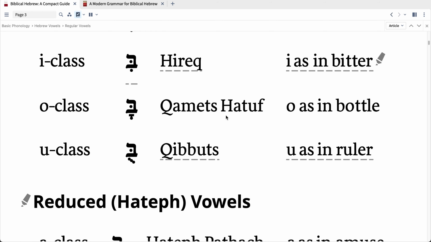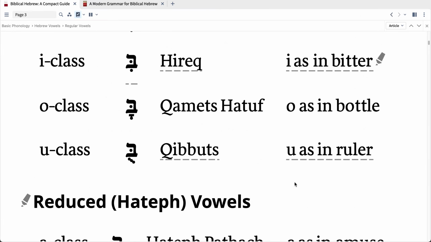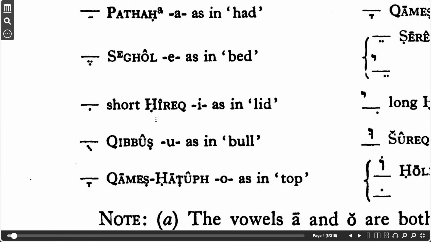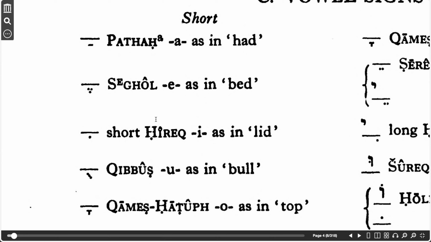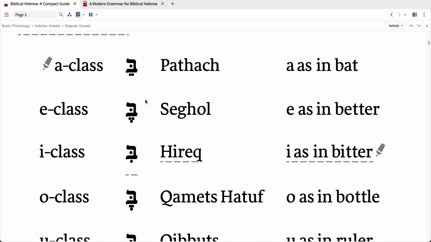And then we have kamatz hatuf, kamatz hatuf, and it looks like a little cross symbol under the letter. And that's your O sound as in top, top, okay? And so it would look like that. Kamatz hatuf. O as in bottle, bottle. So you want to go through these. If you're using the Quizlet app, I've placed something that looks more like this, the letters with the dots or with the different symbols under them.